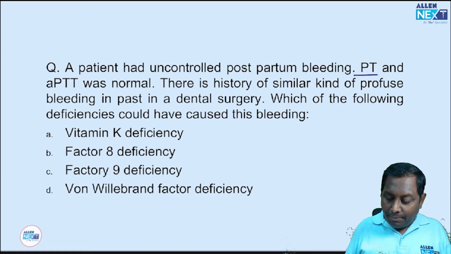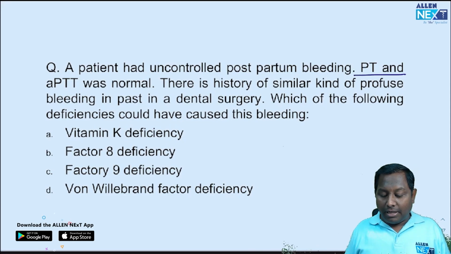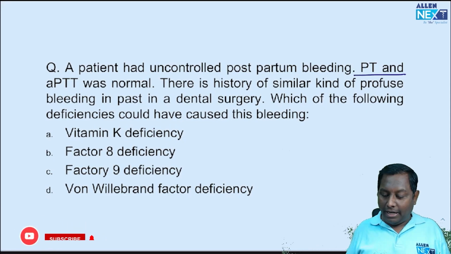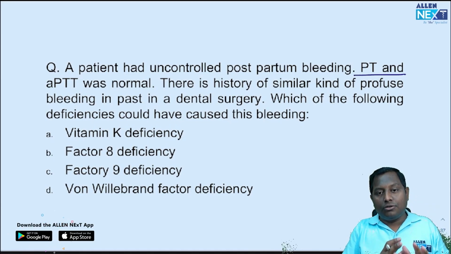A patient has uncontrolled postpartum bleeding. The patient had PT and APTT normal. There is a history of similar kind of profuse bleeding in the past. Okay, so bleeding is excessive, PT APTT is normal, and there is a history in the past.